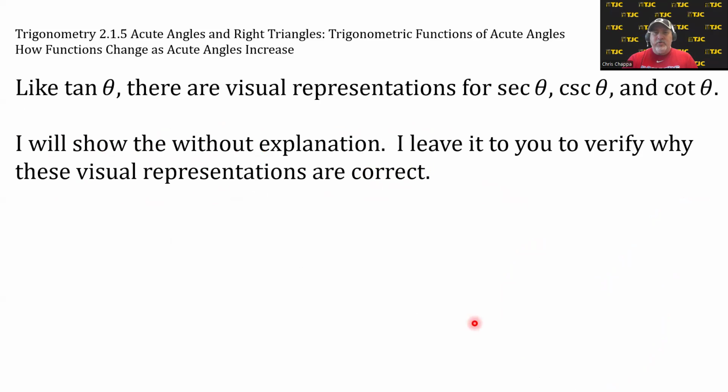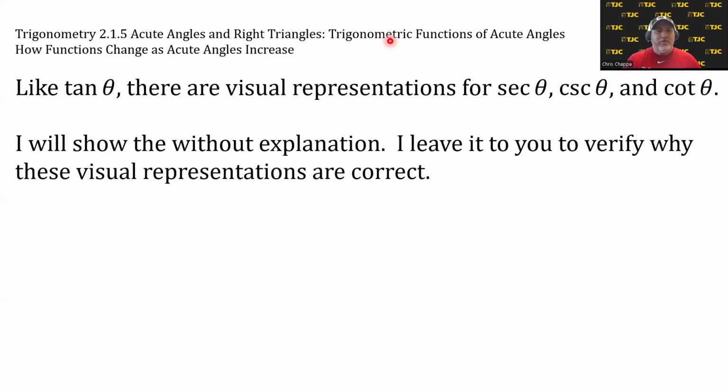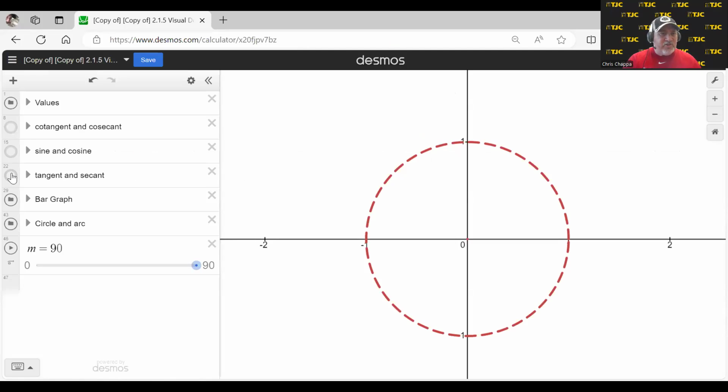Now, like tangent, there are visual representations for secant, cosecant, and cotangent. I'll show without explanation, and I'll leave it to you to verify why these visual representations are correct. So let's go back to Desmos just for a second. We'll turn on the tangent and secant, which we already saw. If you can justify why the hypotenuse of this triangle represents the value of secant of theta, then we can see as theta increases, secant is also increasing.